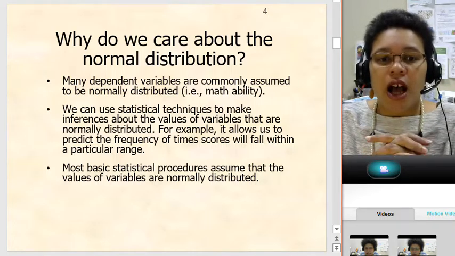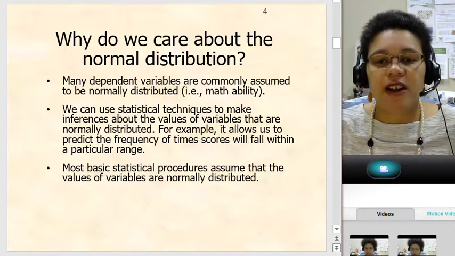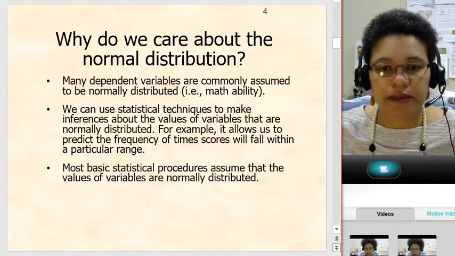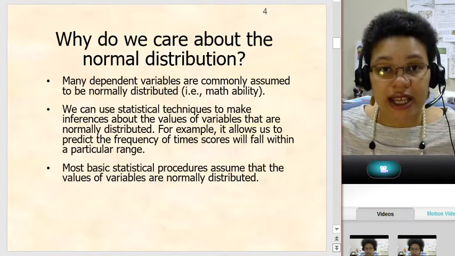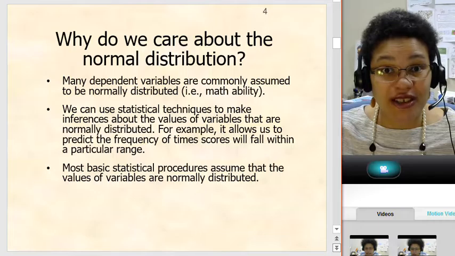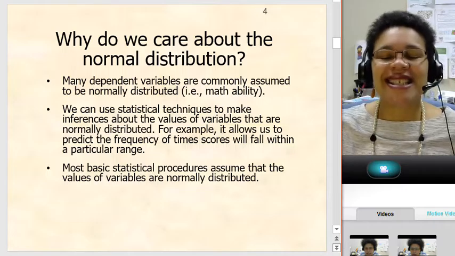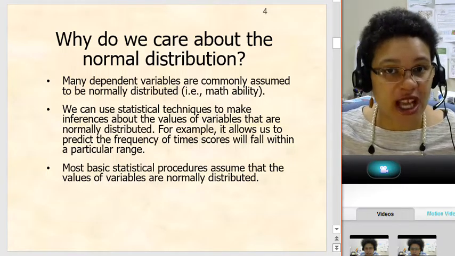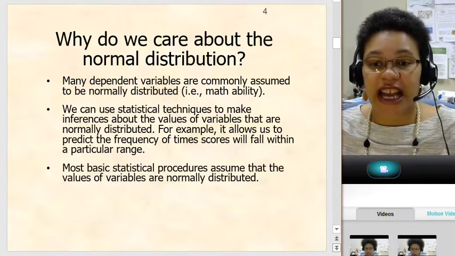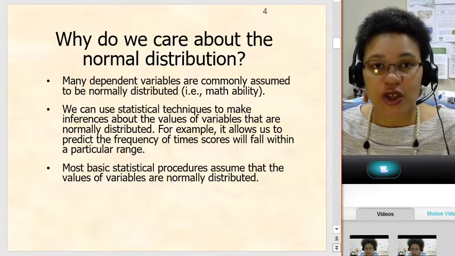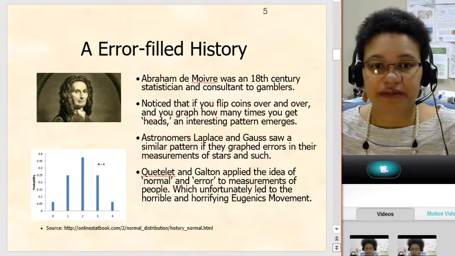We can use statistical techniques to make inferences about the values of variables that are normally distributed. It allows us, for example, to predict the frequency of times a score will fall in a particular range. If we know the distribution, we can make some predictions. Most basic statistical procedures assume that the values of the variables are distributed in this kind of bell shape with most of the scores around some kind of mean and then some scores higher and some scores lower.